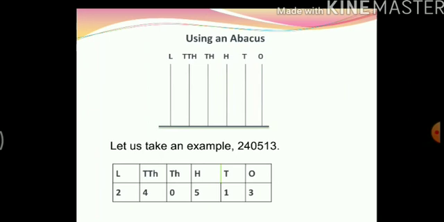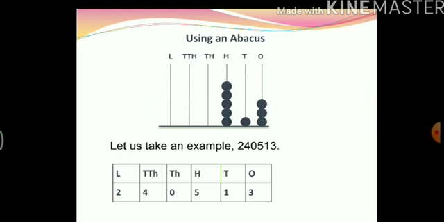So in the ones place we have 3. So we will draw 3 circles in the ones place. Next, the tens place has 1. So we will draw 1 circle. The hundreds place has 5. So we will draw 1, 2, 3, 4 and 5 circles in the hundreds place. Next, we can see that the thousands place has 0. So we will leave the thousands place empty.